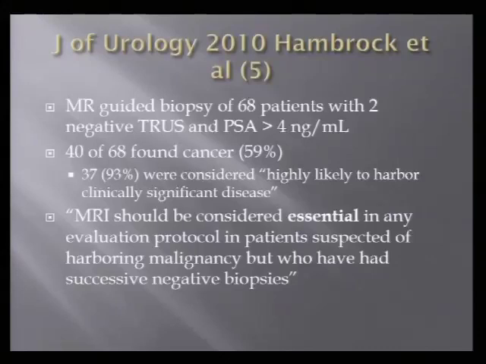And that's where we all use our thinking caps before we order these studies as far as what the appropriateness is or not. But they use a PSA of 4. And of course, if you used a higher one, you'd have much higher specificity. So 40 of the 68 found cancer that was eventually biopsied by MR, and 37 supposedly were highly likely to harbor clinically significant disease. And this is from Urology. They said that it should be considered essential for patients suspected of harboring malignancy that have had successive negative biopsies.